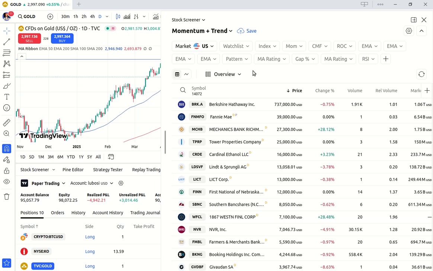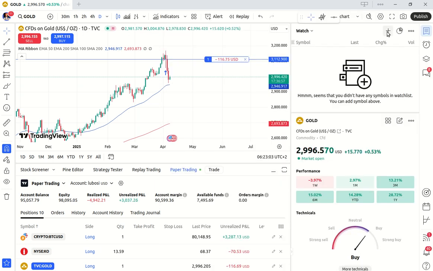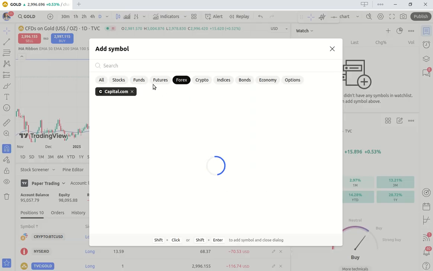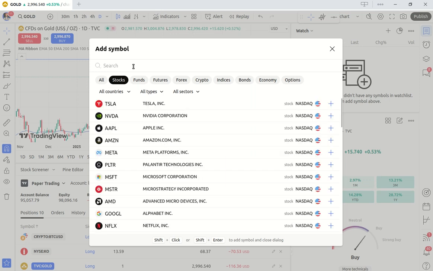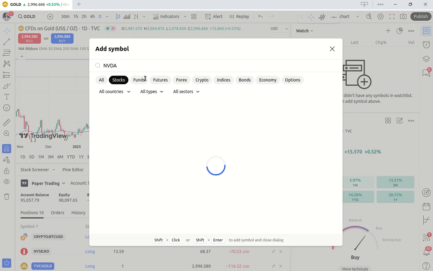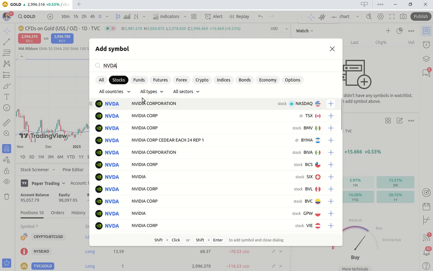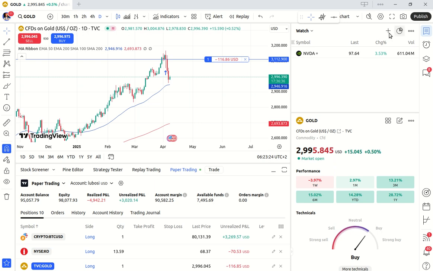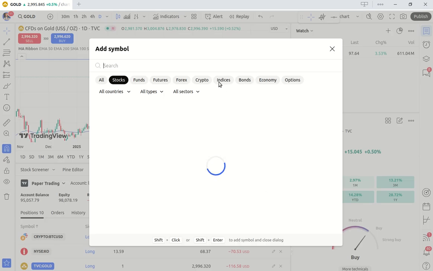Now, right now in the market, there are two stocks that are trending. Right now, the S&P 500 is trending, even though the market has crashed, and we have Nvidia as well. So let's start with that. Let's look at Nvidia. And then let's look at the stock market.